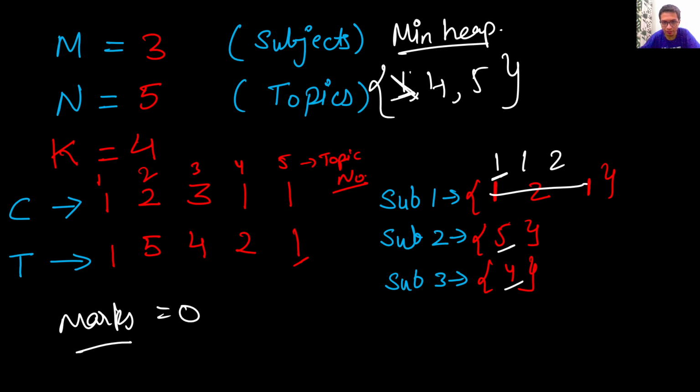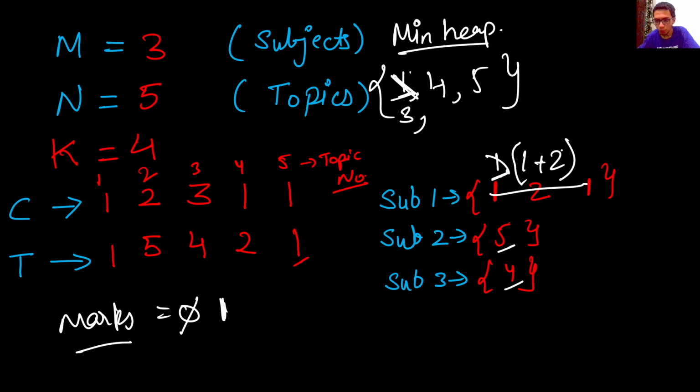And after removing this one, I'll simply insert the sum of next two elements of the same array if they exist, right? So after removing this one, I'll simply insert the sum of these two elements, which is 1 plus 2, which is 3, right? So I'll simply insert this 3. And since I have removed this one, now my marks would be incremented from 0 to 1. So now the new array is 3, 4, and 5, right?